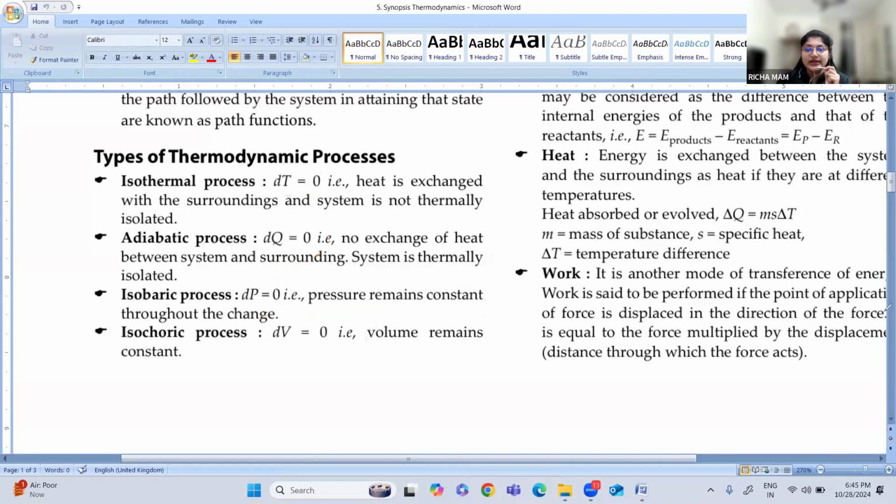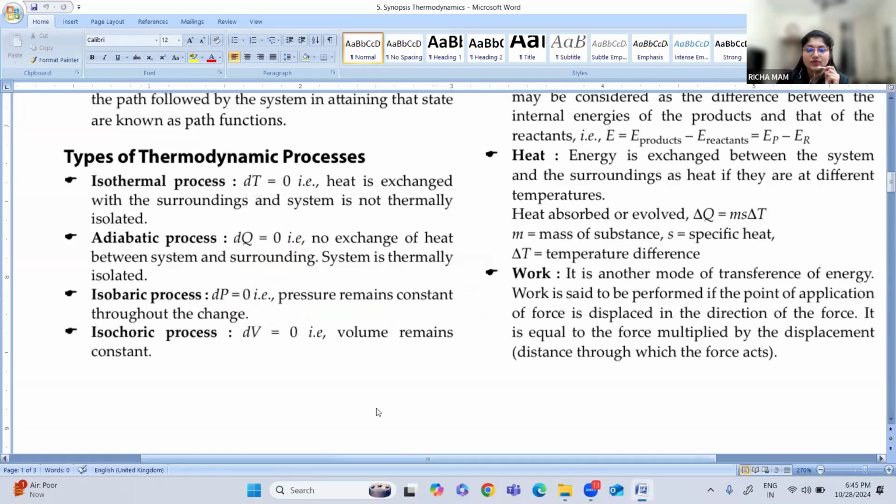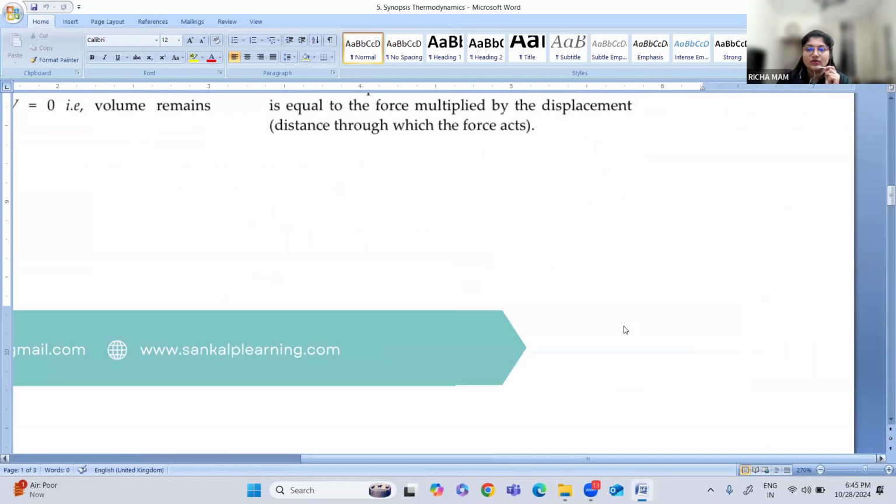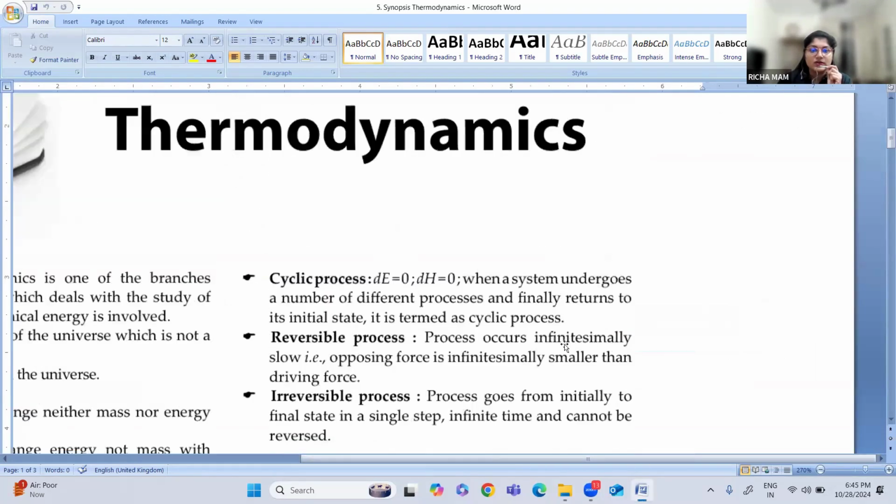So these are thermodynamic processes. Then the cyclic process. What is a cyclic process? A system undergoes a number of different processes and returns to its initial state. So it will undergo different processes, and at last it will again come back to its initial state. This is called a cyclic process.